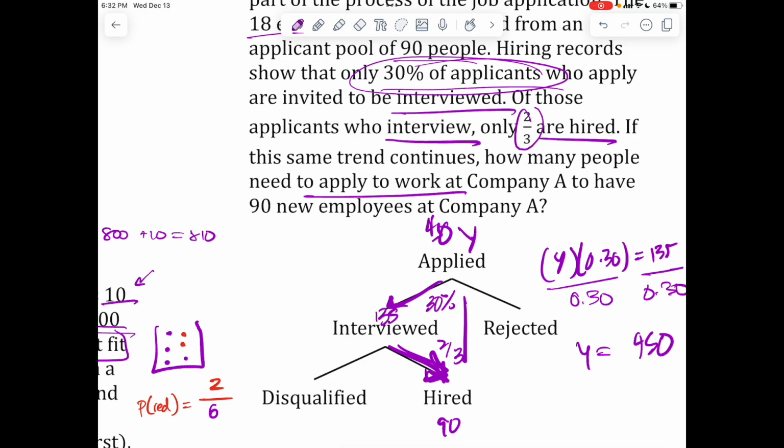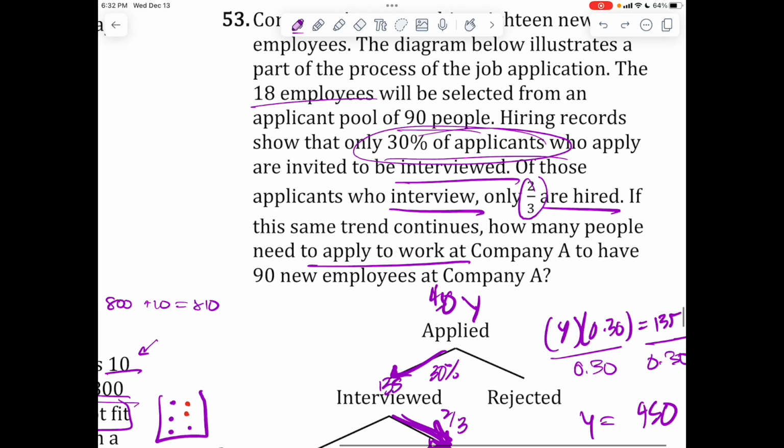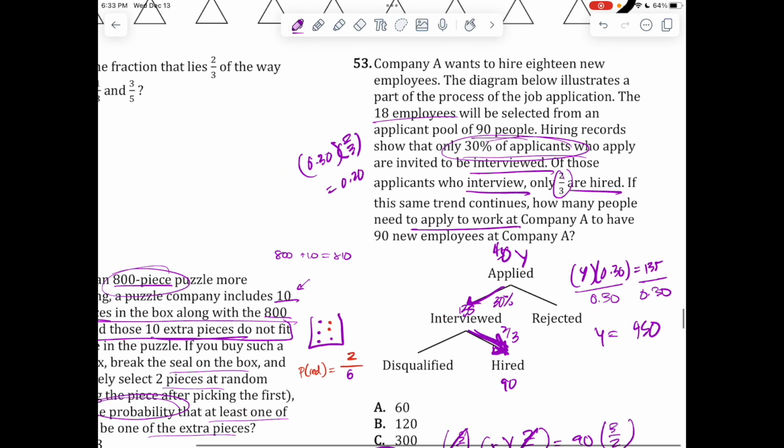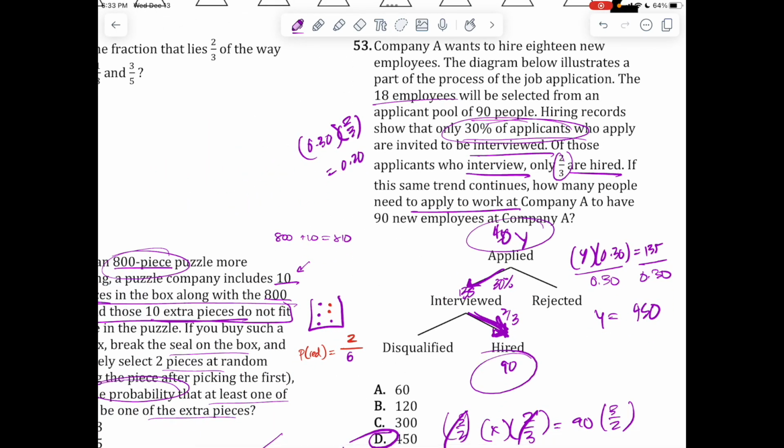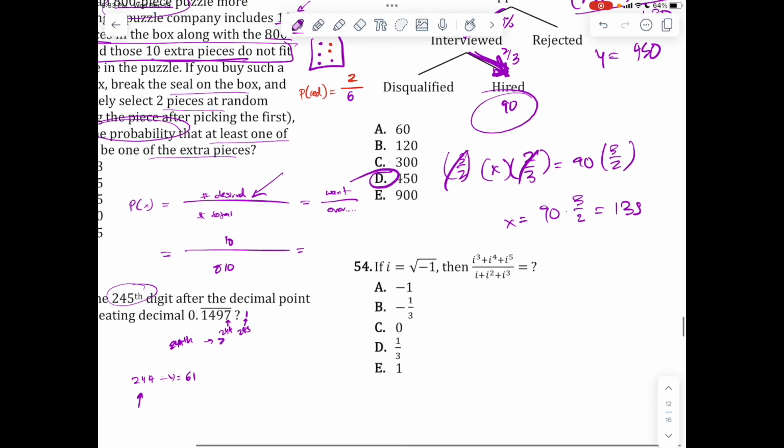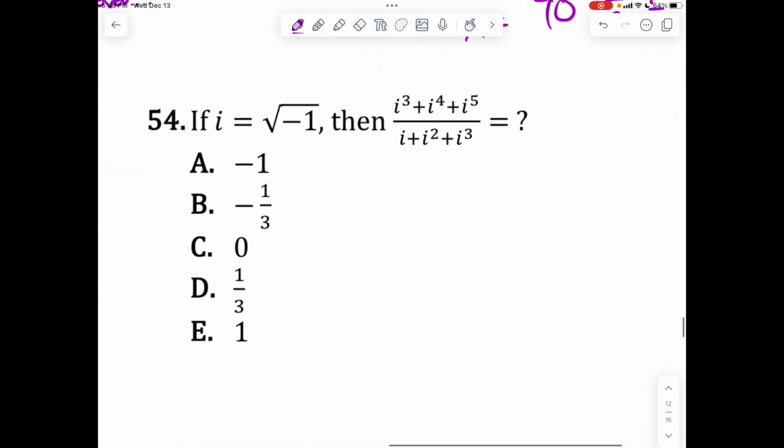You can go directly from applied to hired by just calculating 0.30 times 2/3, which is equal to 0.20, which is just 20%. You'll notice that 90 is just 20% of 450. You can do that as well. It's kind of skipping a step. It's a little risky, but if you really want, you can do that.